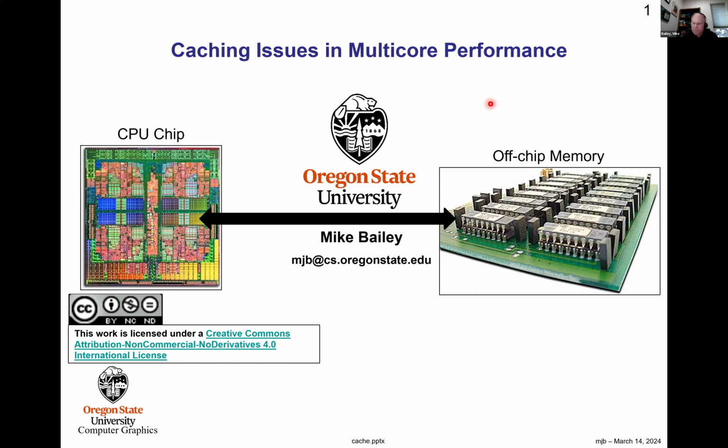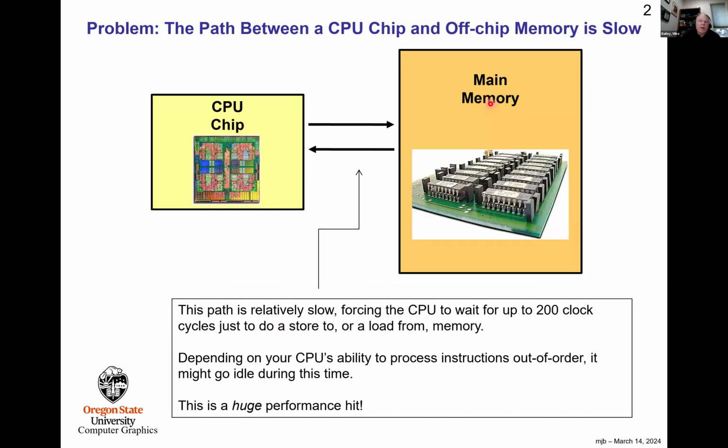Okay, so the problem is the path between a CPU chip and off-chip memory is slow. I mean, slow electronically speaking. The chip is sitting over here on the board, the motherboard. The memory is sitting over here, and they're connected with paths on the board.